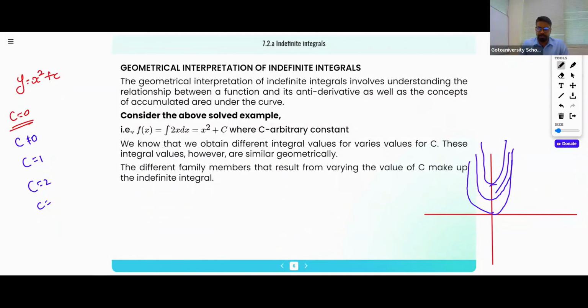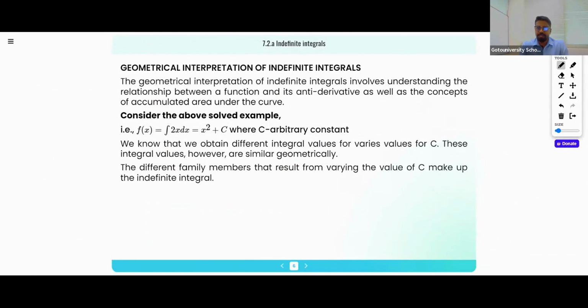But all of them belong to the same family of parabolas whose axis is what? Y-axis, right? So this arbitrary constant will decide which parabola it is. That's what is mentioned here. We know that we obtain different integral values for various values of c. So what we finally understand is that these integral values are similar geometrically. What do we mean by similar geometrically? All the curves we got were nothing but parabolas. That's why they are similar geometrically.